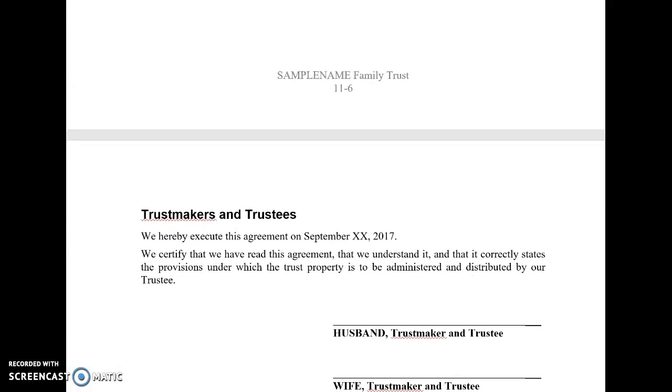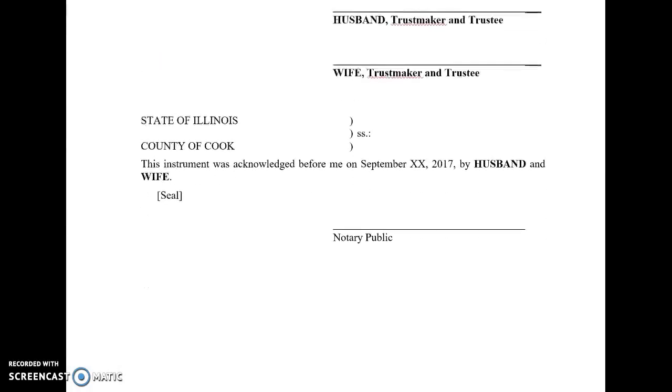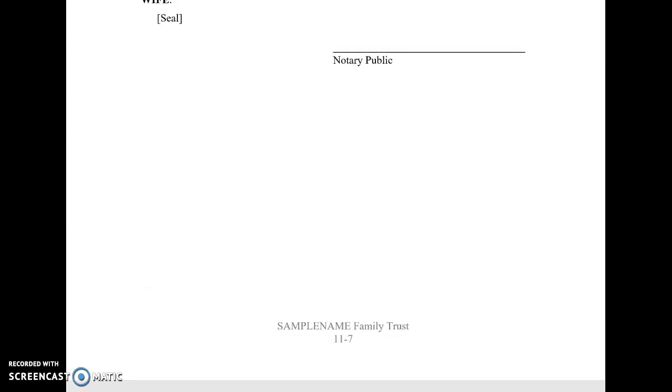Pretty straightforward stuff. At the very end, we're signing, we're notarizing, and that is all we need for a complete revocable living trust. Hope that helped.